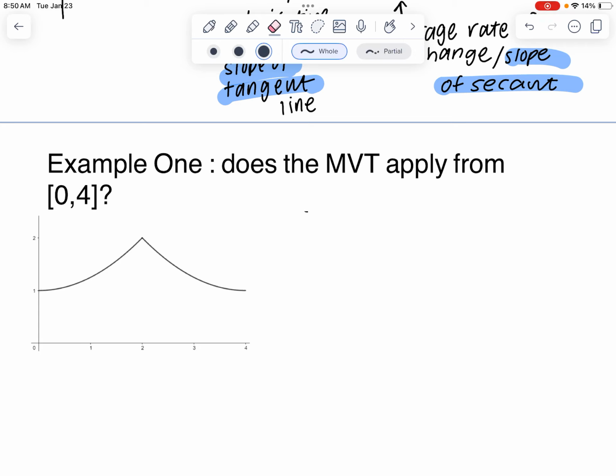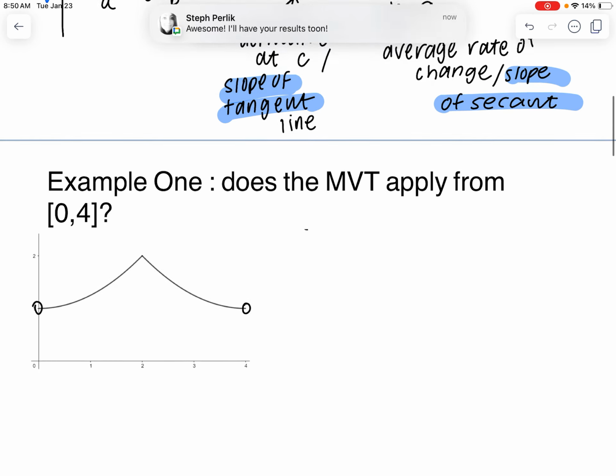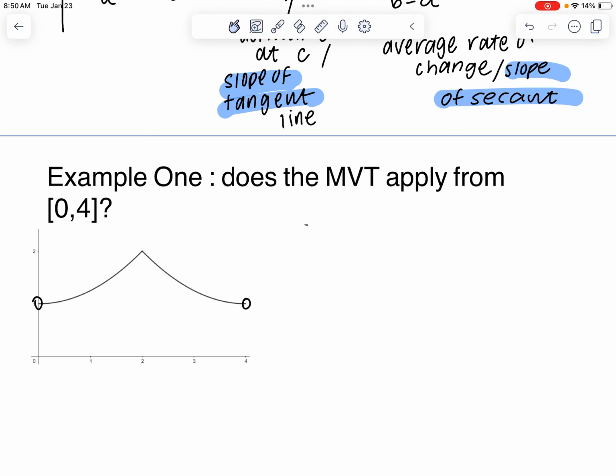But if there had been holes in the graph right here, so say this function approached 0, but it never actually got there, and it approached 4, but never really got there, the answer would be no to it being continuous, because it has to be continuous at 0 and 4. So this is continuous, so that part is good.